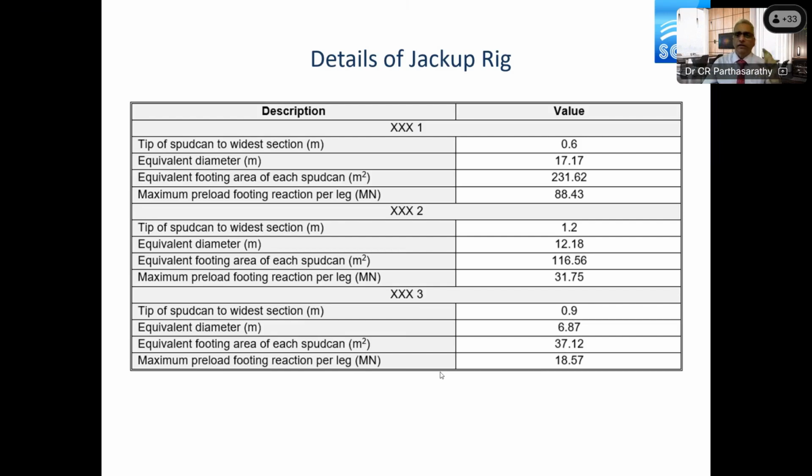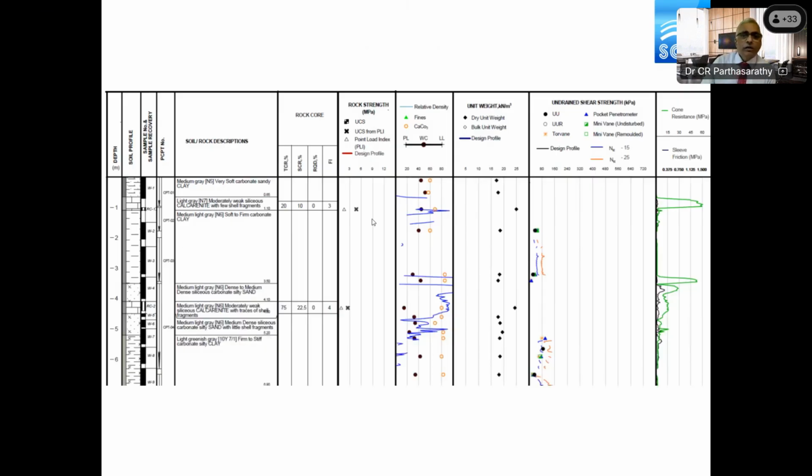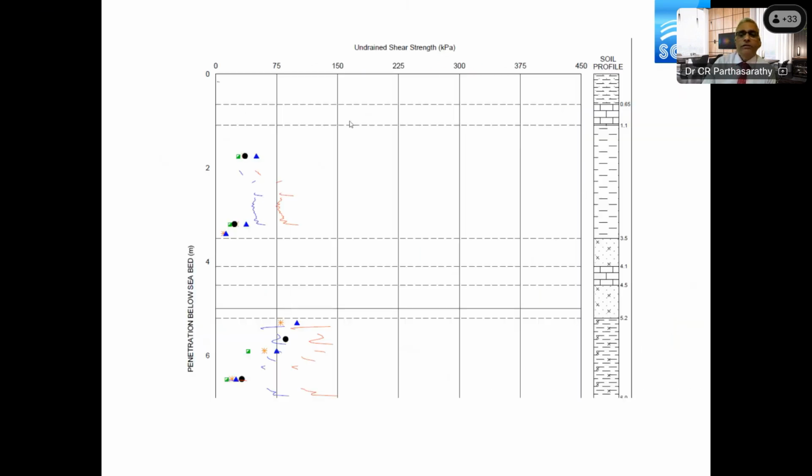So you have to be very, very careful. Although the thickness is very small, you see the diameter also is very small. So this is the bore log, which suggests the calcarenite layer at around 0.65 meter. And if you plot the shear strength profile, here is the calcarenite layer, and the shear strength is very weak here below the calcarenite layer.